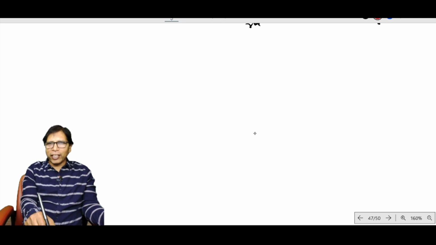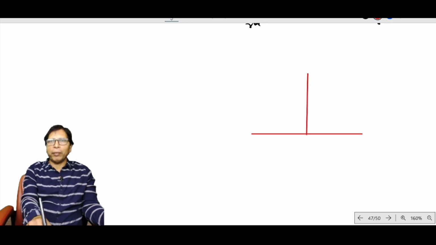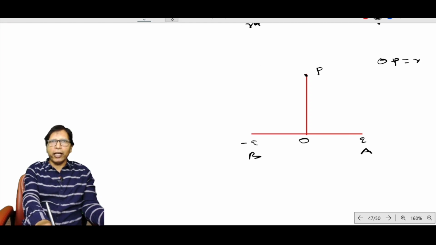Now we have to calculate the electric field on the perpendicular bisector position. This is the perpendicular bisector position. This is minus Q and this is Q. This is the point O, this is point A, this is point B. We have to calculate the electric intensity on the perpendicular bisector position at P, where OP equals R. No problem.